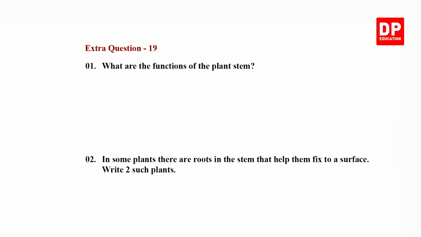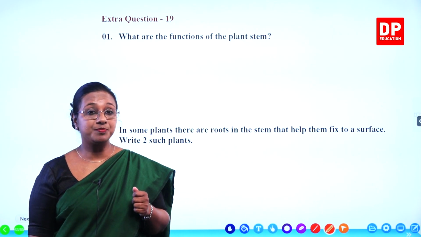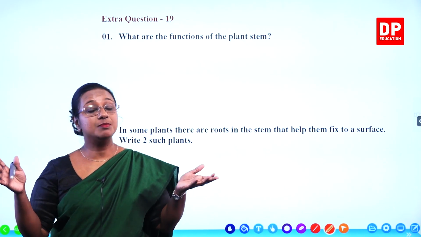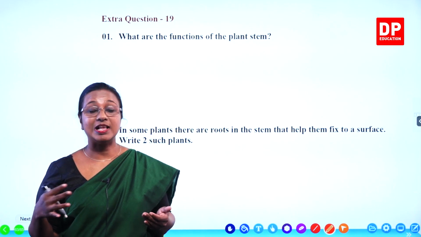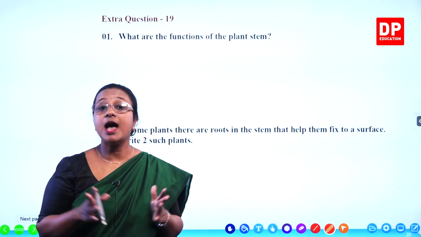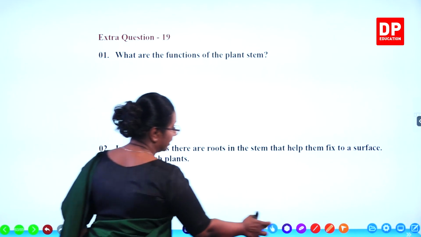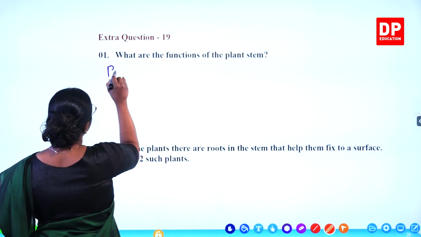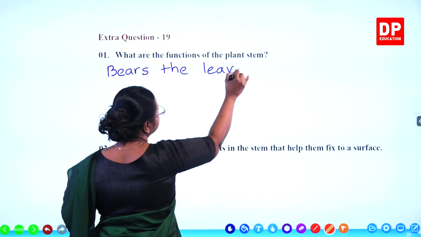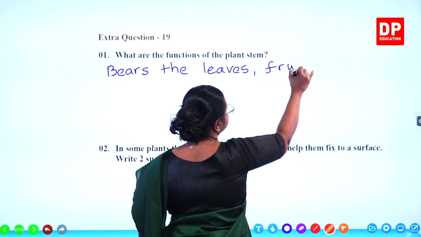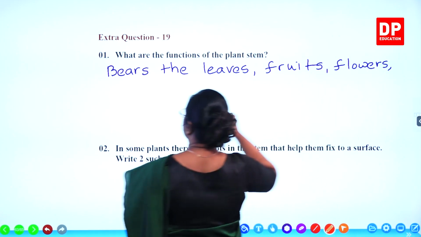Extra question 90. What are the functions of the plant stem? To bear the fruits, leaves, branches, flowers, all those. Then to keep the plant upright as well as transport water and minerals to upper parts of the plant. So you have to write all the functions. So, bears the leaves, fruits, flowers, etc.